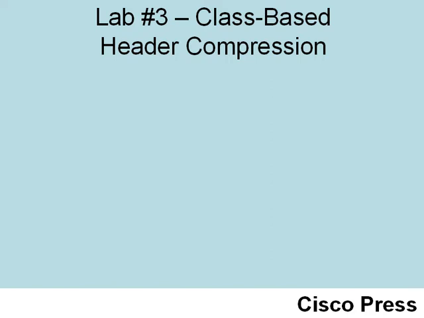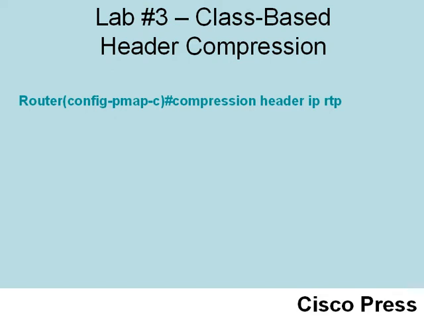Remember, we will do this in a couple of different ways. We will configure class-based header compression, which uses the 3-step MQC process. To do that, in policy map class configuration mode, we're going to say compression header IP RTP. But realize, instead of saying RTP, we could alternately say TCP if we wanted to compress TCP headers at this point. In fact, we could just say compression header IP and both would be compressed in that situation. But in our situation, we're interested in a voice call.